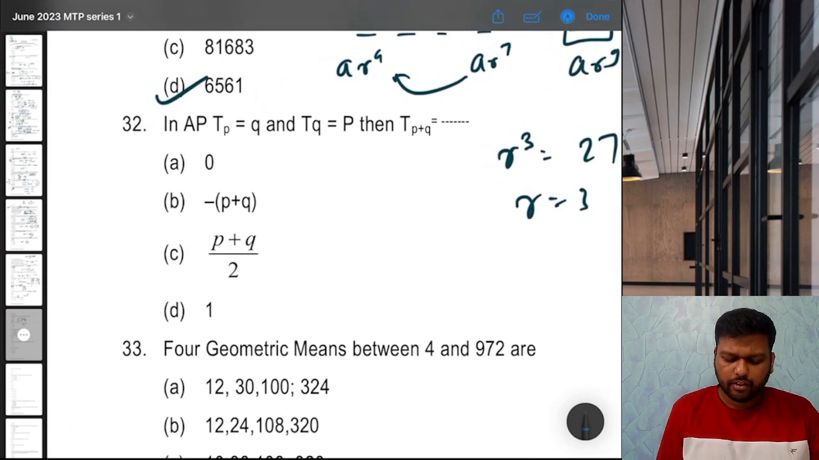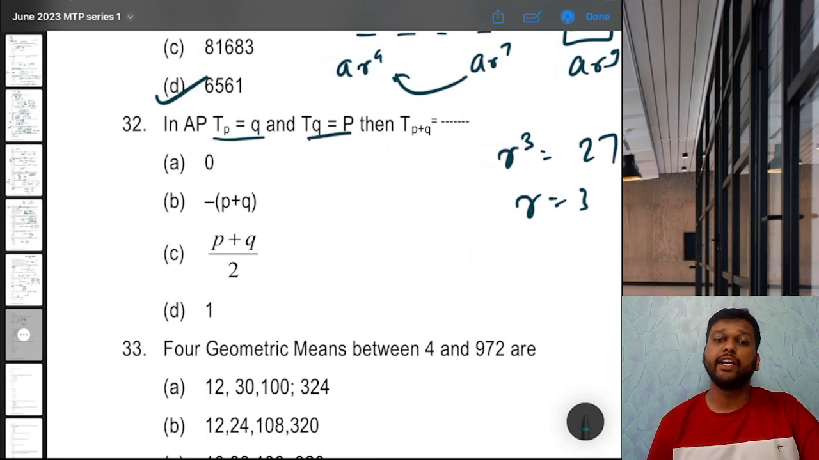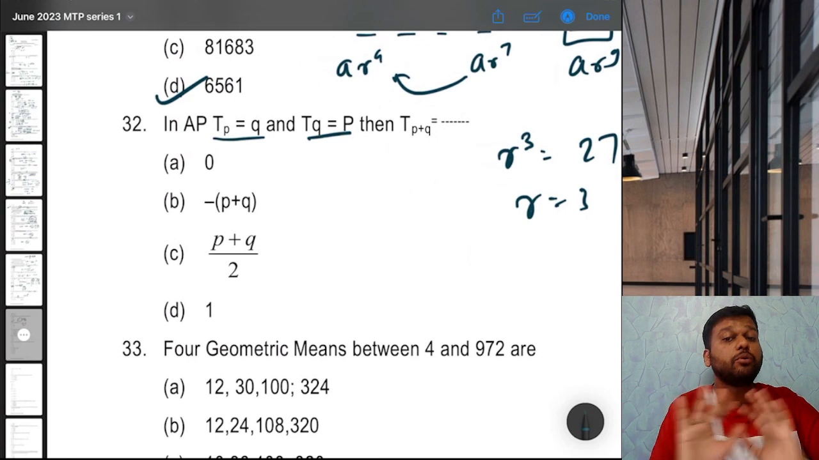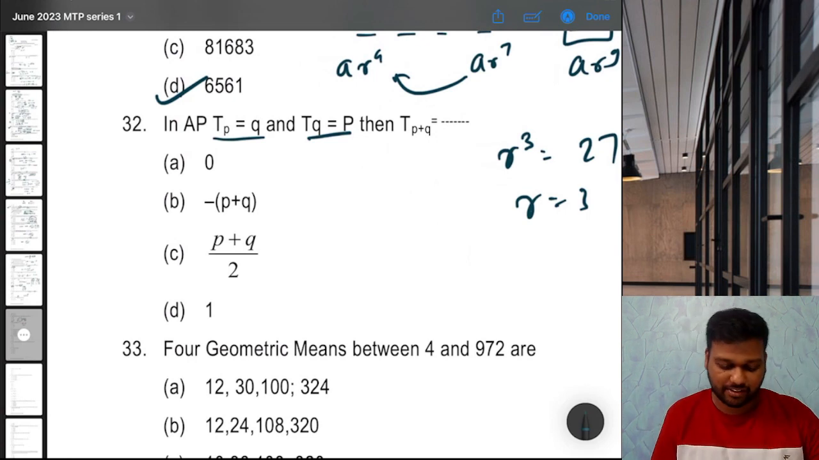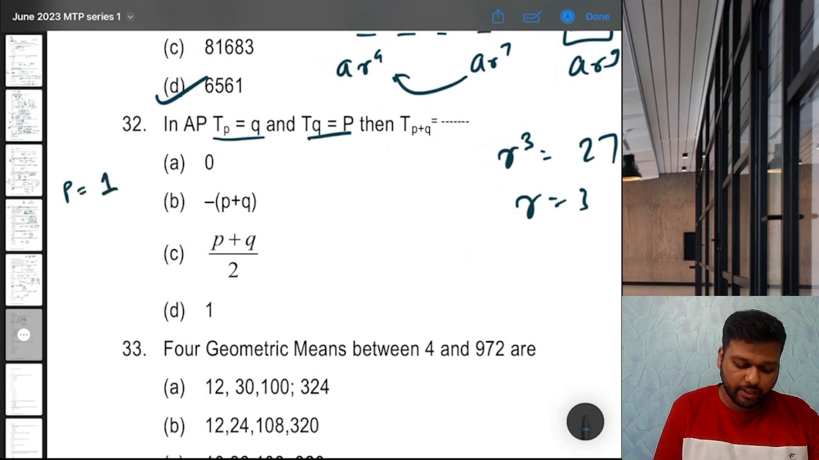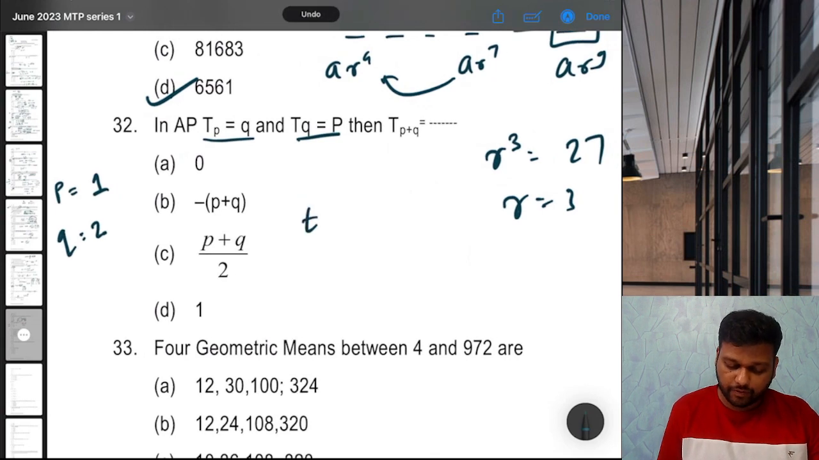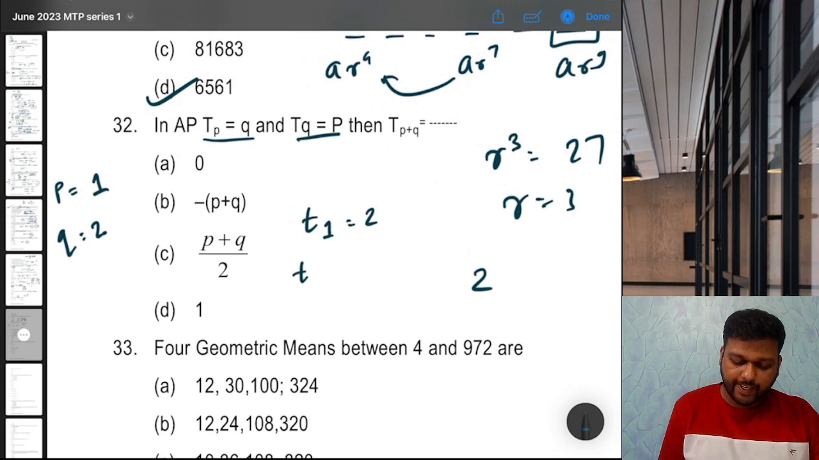In AP, TP is Q and TQ is P. Then what is T of P plus Q? Again, you can go by formula, but you don't need to go by formula. Okay, go put some numbers. Let's assume P is 1. Let's assume Q is 2. So we have TP, that is first term, is 2. TQ, that is second term, is P, 1. That means second term is 1.